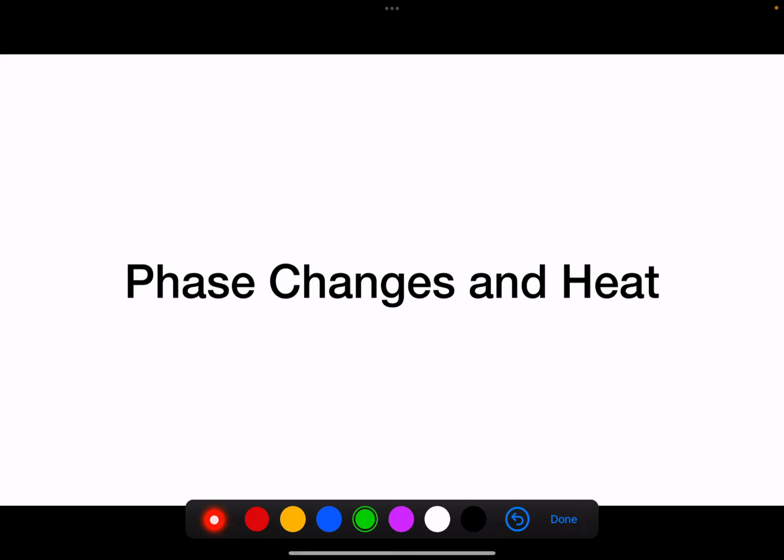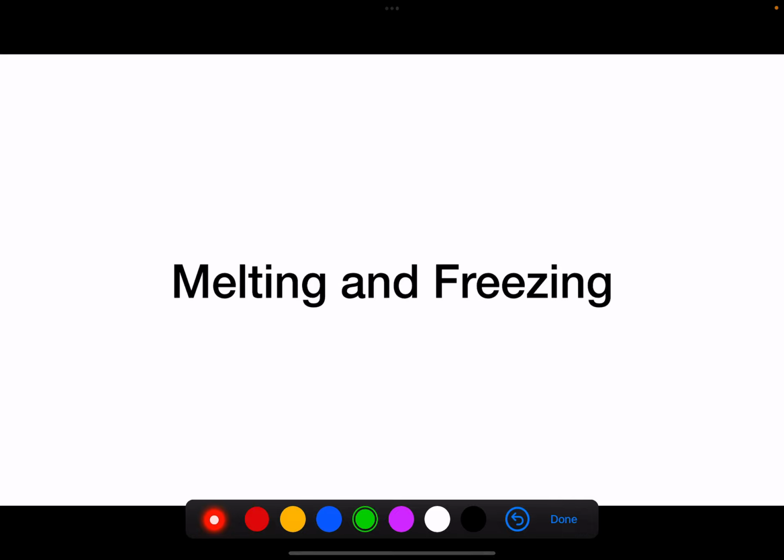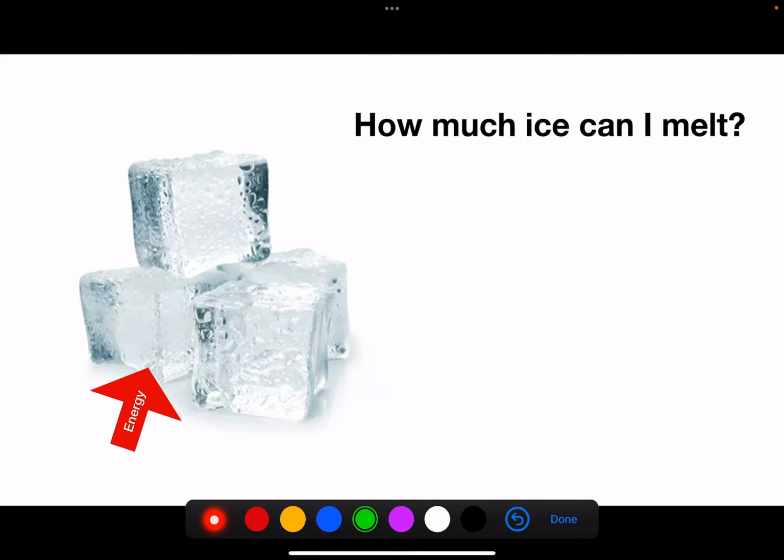Today I'd like you to learn about phase changes and heat. With phase changes, we are no longer going to be changing the temperature as we add energy. Instead, we're going to be changing the phase of our material. So the first phase change would either be melting or freezing, depending on if we are adding energy or removing energy. So the question is, how much ice can I melt with a certain amount of energy?